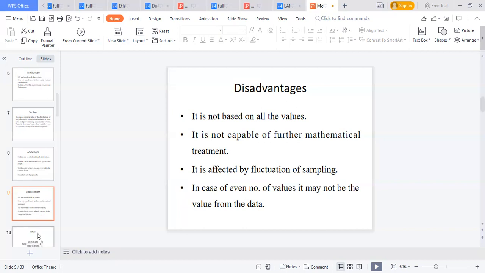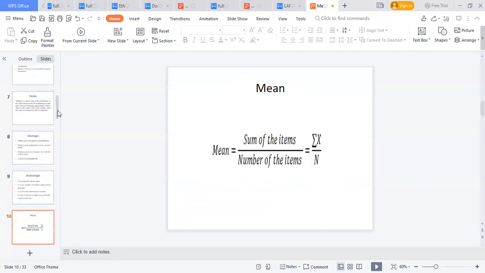And then, of course, the other part of the central tendency is the mean. Mean is average. All of us understand average very well. So you add all the values and divide by the number of items.